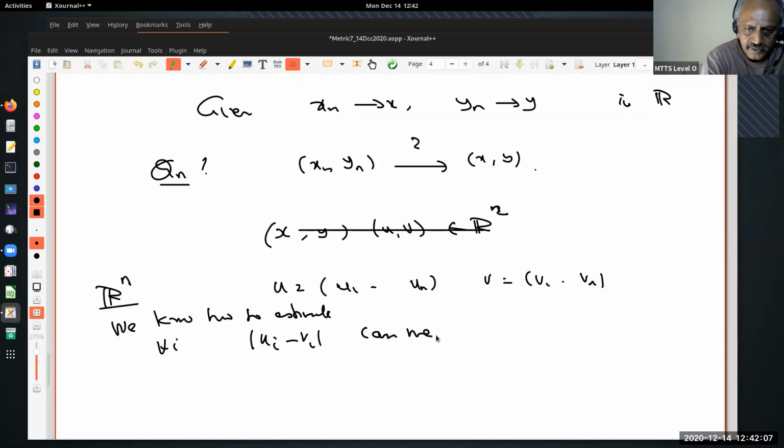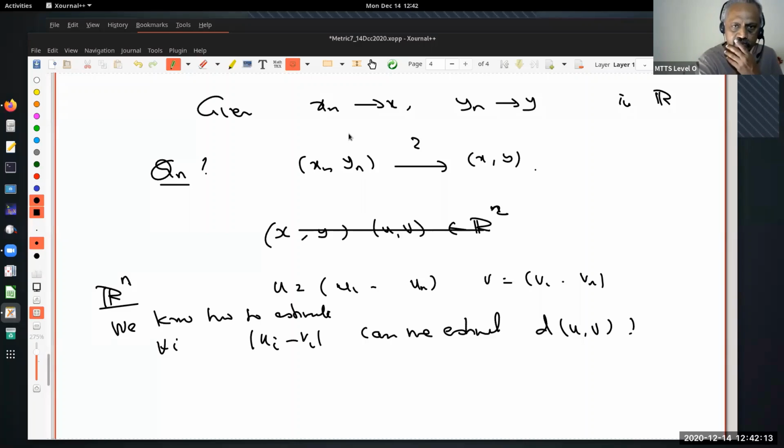Then the question is, can we estimate the distance between u and v? Do you understand? When I say xn and yn converge to x and y, that means I know how to estimate mod xn minus x and mod yn minus y, but I want to estimate the distance between xn, yn and x, y.